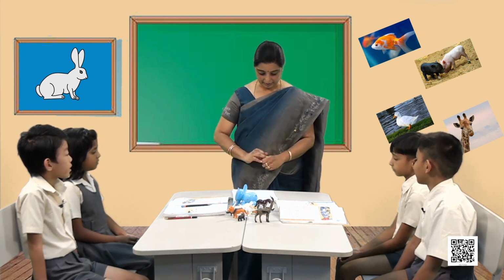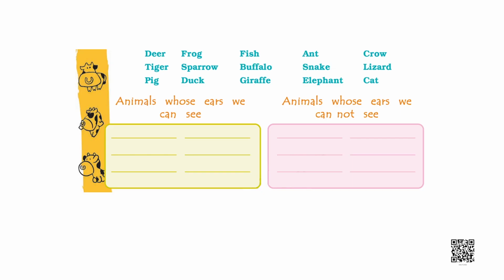Yes, ma'am. Now, children, we will take up the activity that is there in your textbook. There you will be classifying the animals whose ears you can see and the animals whose ears you cannot see. On the left side, you will write the animals whose ears you can see, and on the right side the animals whose ears you cannot see. Shall we get started now? The list of the animals is given there already. You will only have to categorize them.